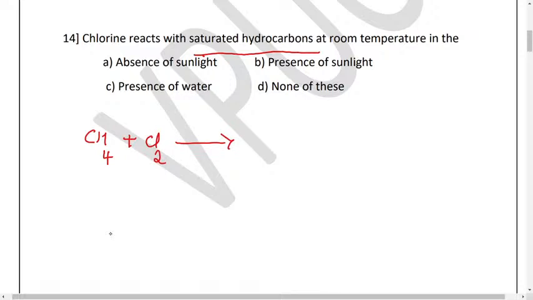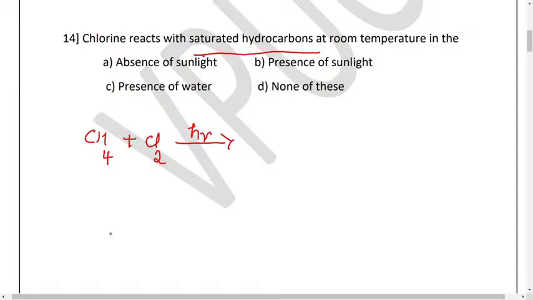In the last session we studied that addition is the characteristic reaction of unsaturated compounds. Therefore, here what happens? Substitution takes place. Substitution means replacement of a hydrogen atom by what? Chlorine atoms here. Such a type of reaction always takes place in the presence of sunlight. Dear students, sunlight we can denote by writing h nu also. That h nu is nothing but the presence of sunlight.